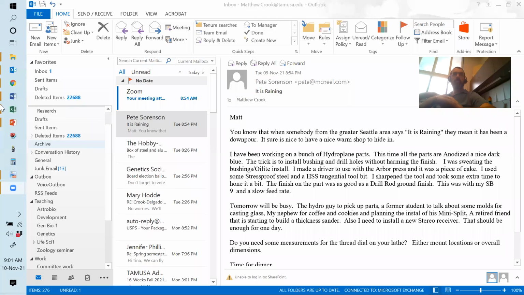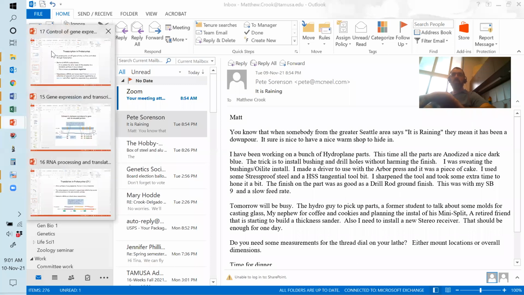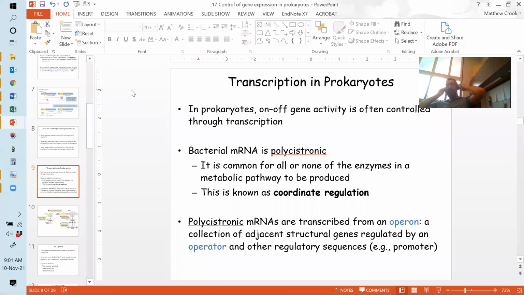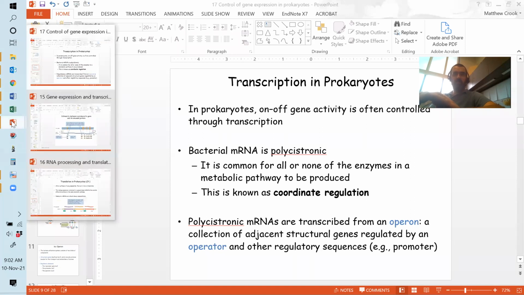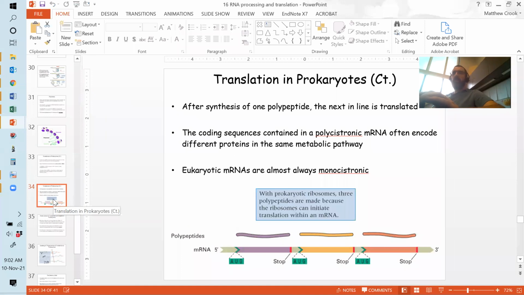Today we are going to get onto control of gene expression in prokaryotes. Right, so first up, we need to talk a little bit about how prokaryotes do things. And as we saw back in translation, prokaryotes organize their genes into what are called operons.